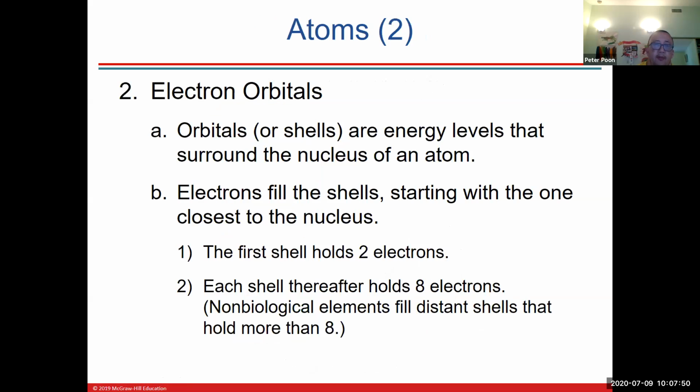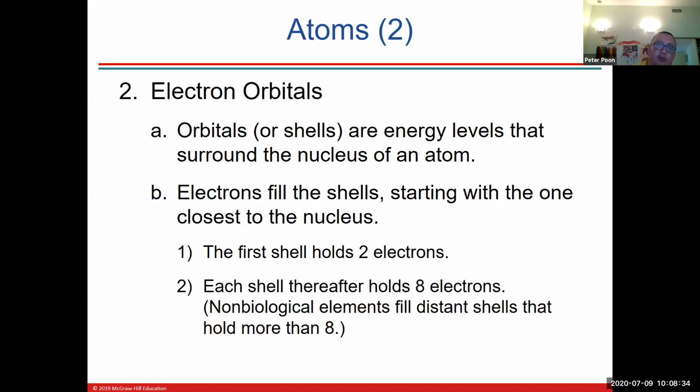So electron orbitals, or shells, or energy levels, surround the nucleus of an atom. If I imaginarily take a nucleus and start adding electrons, the electrons will first go on the inside shell, then the next shell, then the next, starting with the one closest to the nucleus. The first one closest to the nucleus can only hold 2, and then 8, and then 8, etc.